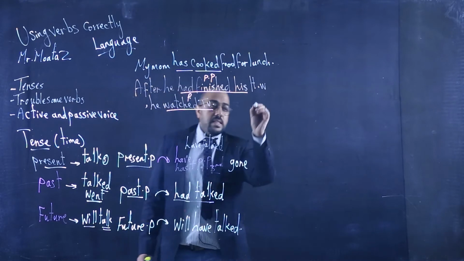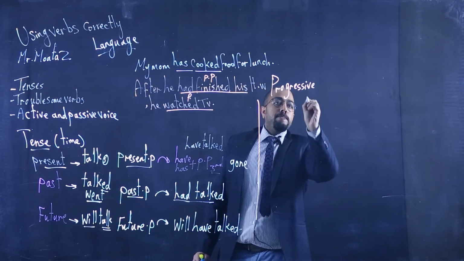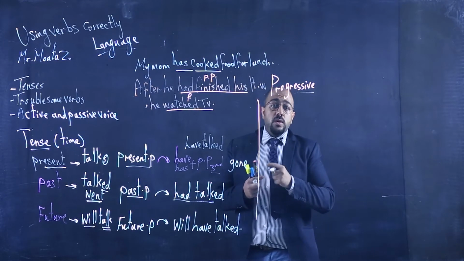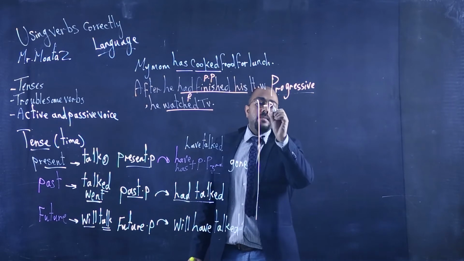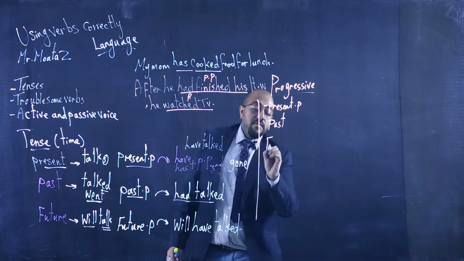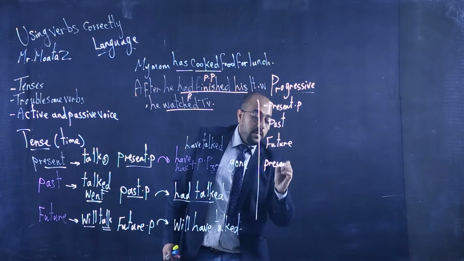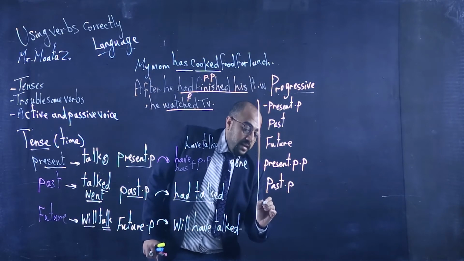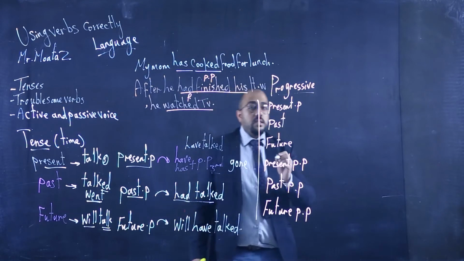Then we come here to the second part, which is the progressive tenses. The progressive shows a continuous verb that doesn't stop. So let's see, we have the present progressive, then the past progressive, then the future progressive, and the present perfect progressive, past perfect progressive, and future perfect progressive. So let's start with the present one.